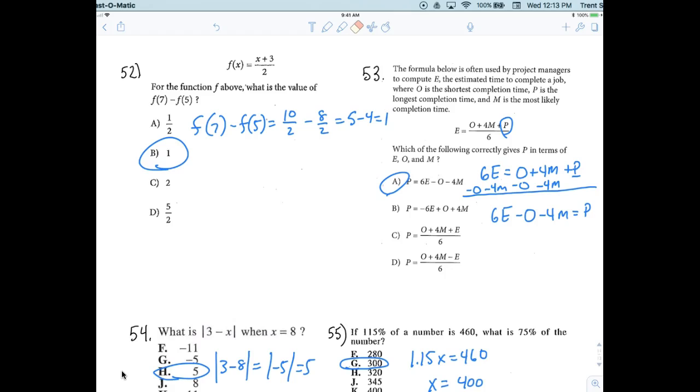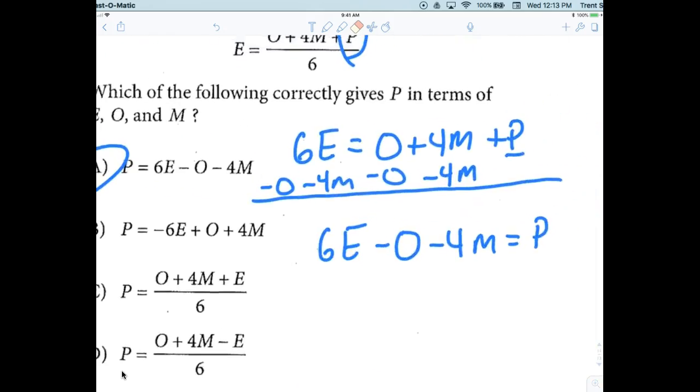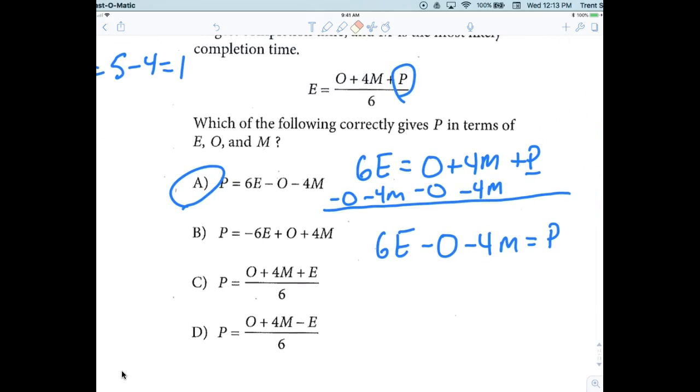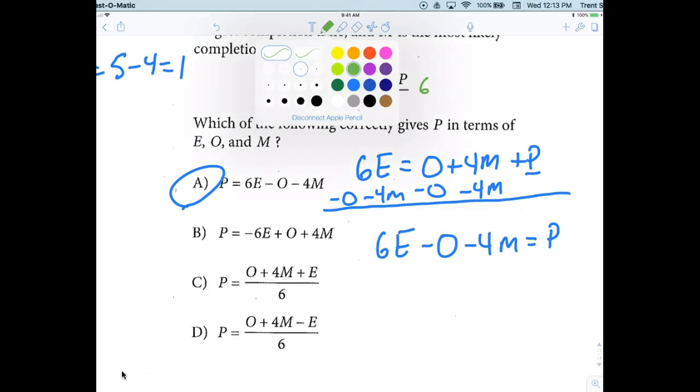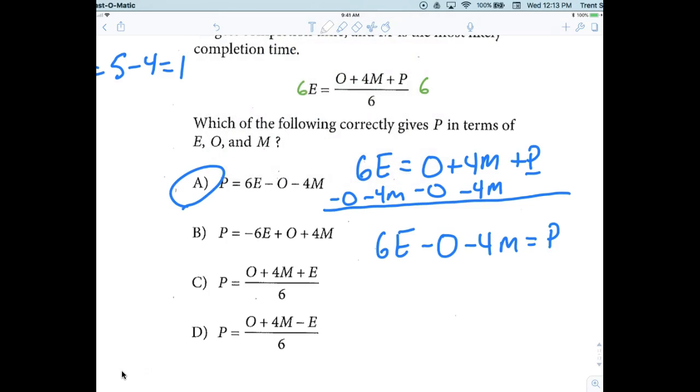Can you show me again? All right, let me load it up for you. You're asking me about 53, right? Okay, so let's talk, Ben. Do you understand I have to get rid of divided by 6 by multiplying both sides by 6? Yes. And when I do that, just to show you, this goes away, this goes away, and this goes away.